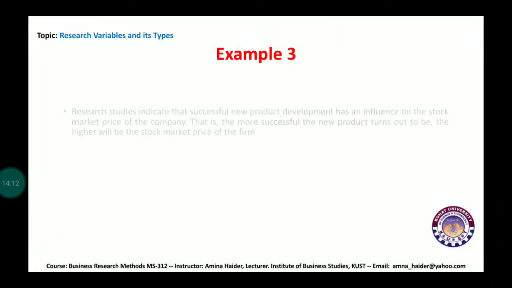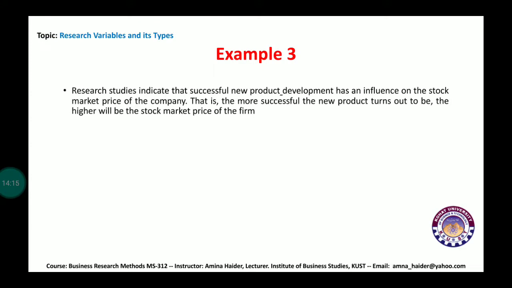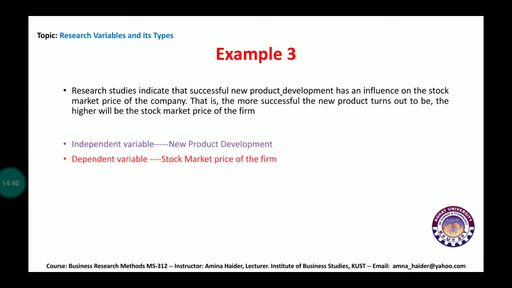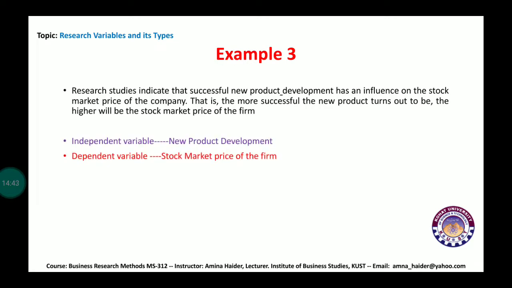Another example is that research studies indicate that successful new product development has an influence on the stock market prices of the company. That is, the more successful the new product turns out to be, the higher will be the stock market price of the firm. So this indicates that the better the new product of the firm is, the better it will influence the stock market prices. So here the independent variable is new product development and the dependent variable is the stock market price of the firm.